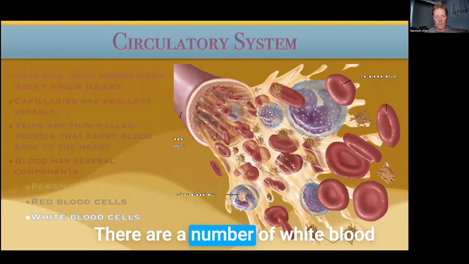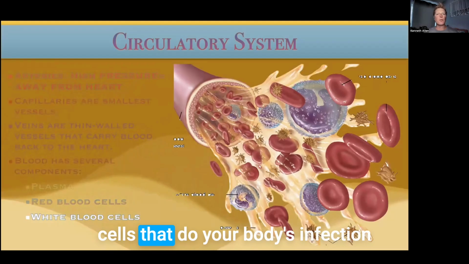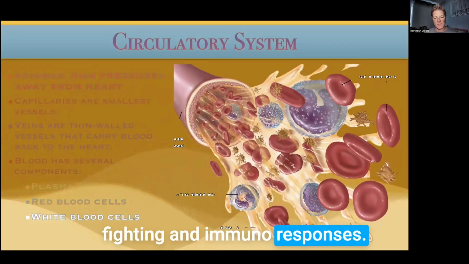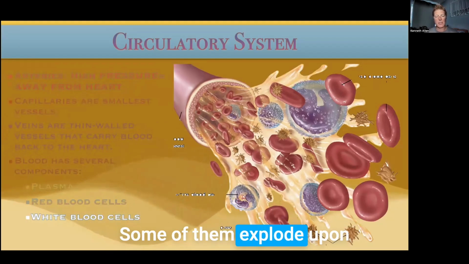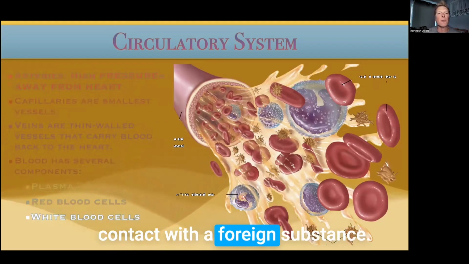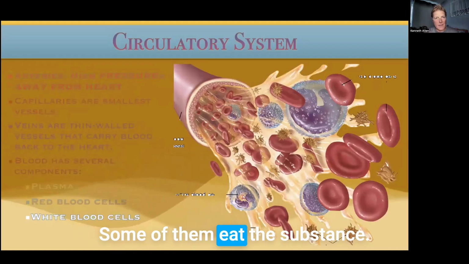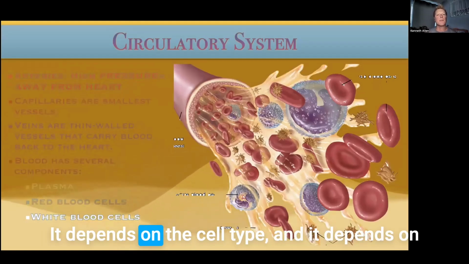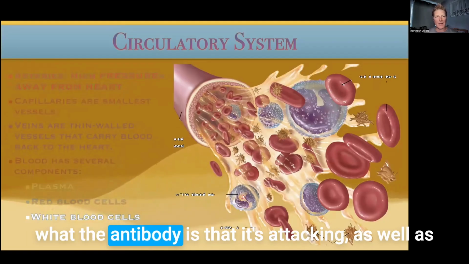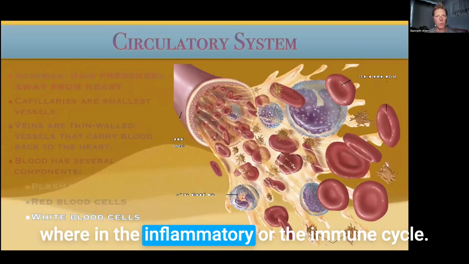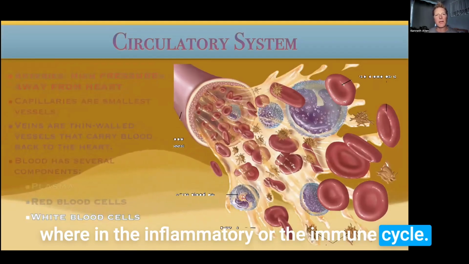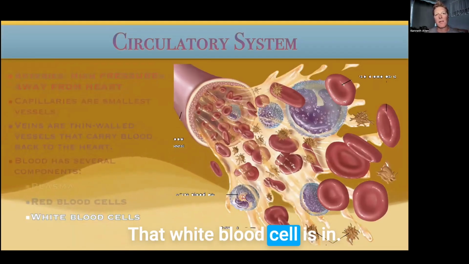There are white blood cells. There are a number of white blood cells that do your body's infection fighting and immune responses. Some of them explode upon contact with a foreign substance. Some of them eat the substance. It depends on the cell type, and it depends on what the antibody is that it's attacking, as well as where in the inflammatory or the immune cycle that white blood cell is in.